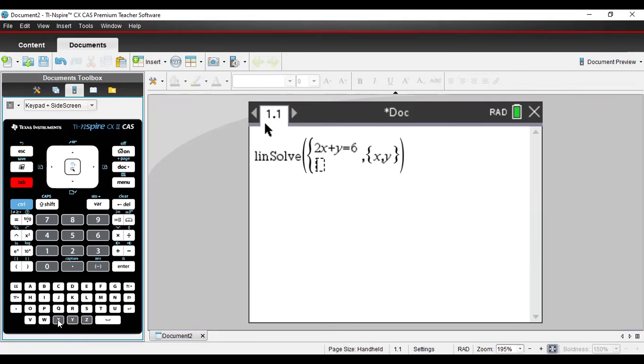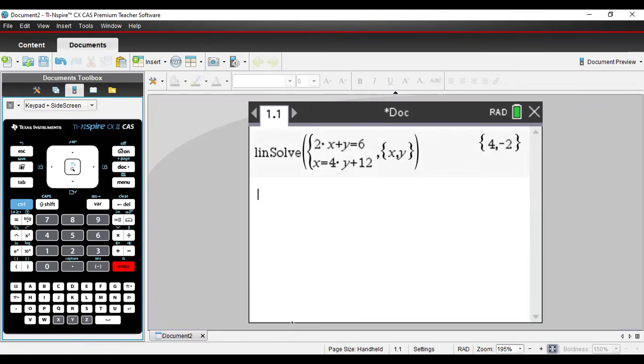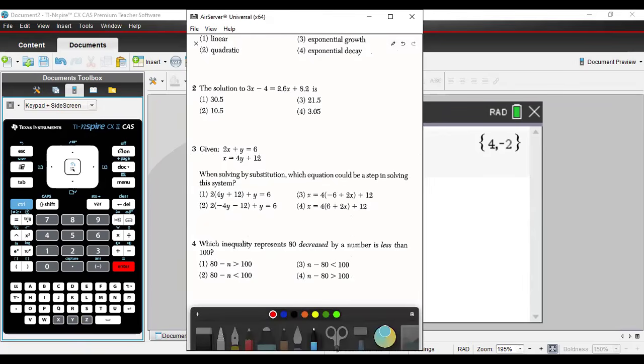And then I tab down to the next box and I type in the next one. It's going to be x equals 4y plus 12. And then I press enter. So my two answers, let me go back to my iPad, are going to be x equals 4 and y equals -2. Now, I'm going to go through and solve these using nSolve, and I'm looking for either 4 or -2, depending on which variable I'm solving for.